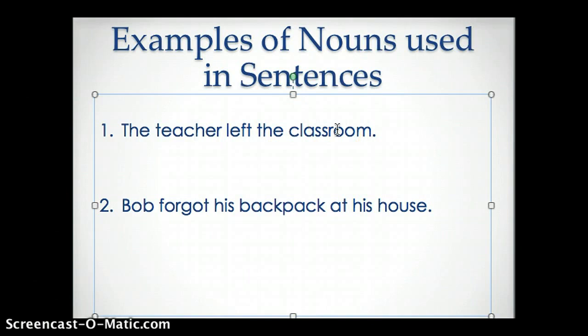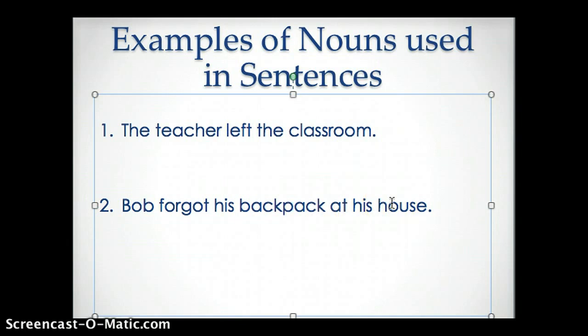Let's look at the next sentence. Bob forgot his backpack at his house. Bob, backpack, and house are all nouns in that sentence. Bob is a person, backpack is a thing, and house is a place.